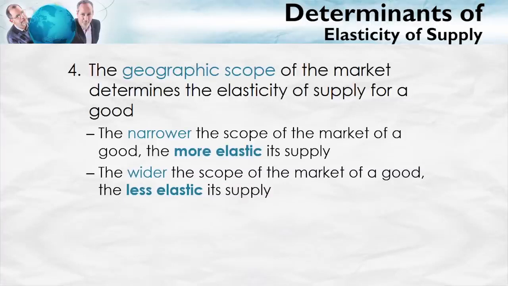Again, both of these are simply a reflection of the fundamental idea. Does an increase in the supply of a good require a big increase in the cost of producing the good? So it's very easy to increase supply in Washington, D.C. or in a particular state and so forth. It's much more difficult to increase the total supply.